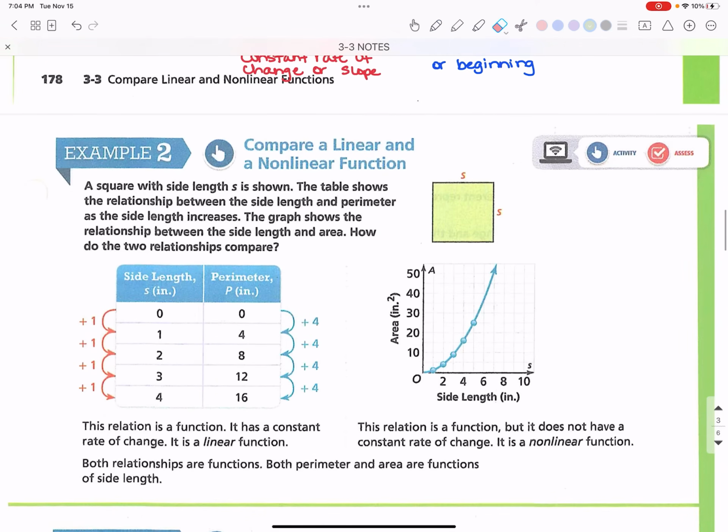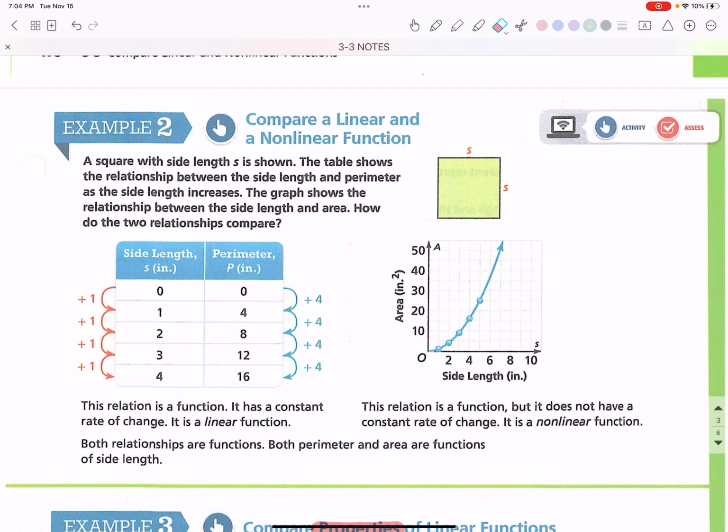In example 2, it says compare linear and nonlinear functions. Now, this comparison is a little bit different. Compare linear and nonlinear. Because if we're comparing two linear functions, they both have an m and a b. But a nonlinear function does not have an m, because it doesn't have a slope, because the very definition of slope is constant rate of change. And the only way that it can be nonlinear is if it's not constant, which means it's not going to have a slope. So we're not going to compare slopes.